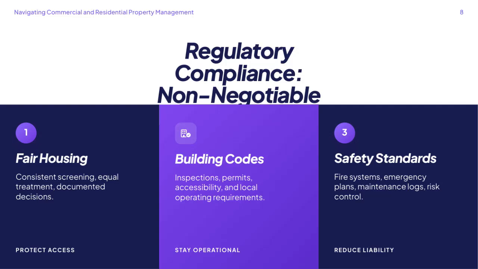When managing commercial and residential properties, there are several critical areas we must focus on to ensure smooth operations and minimize risks. First and foremost is regulatory compliance, which is non-negotiable. This means adhering strictly to all laws and regulations that apply to property management. Then, we have fair housing practices. It's essential to conduct consistent screening, treat all applicants equally, and keep thorough documentation of decisions. This helps protect access and ensures fairness for everyone involved.